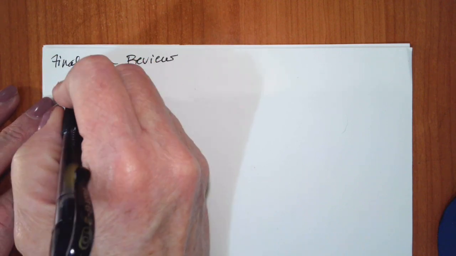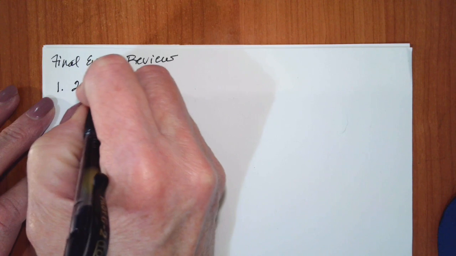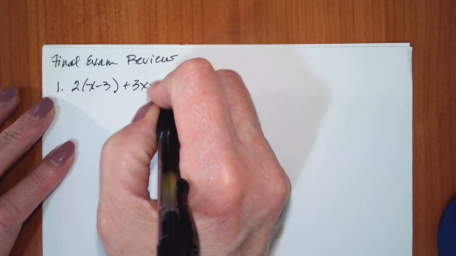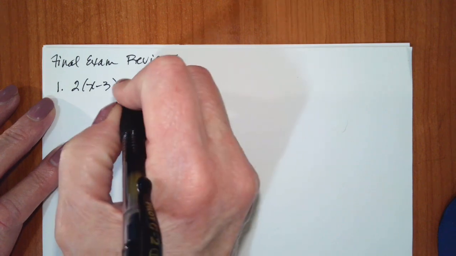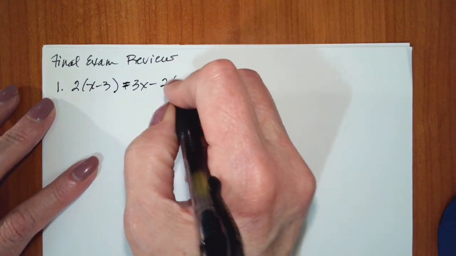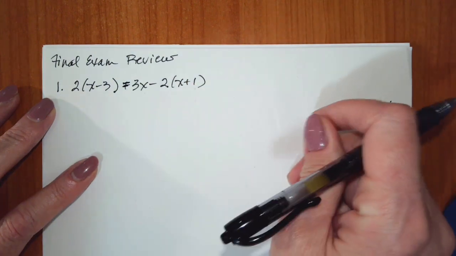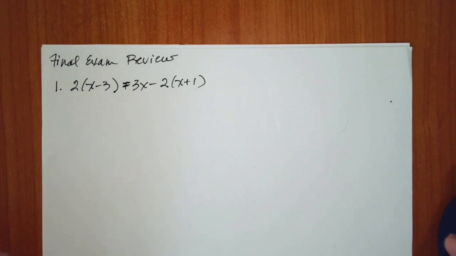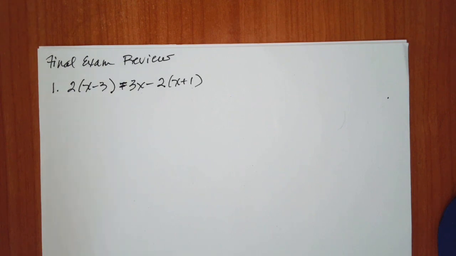Problem number 1: 2 times (x minus 3) plus 3x equals, excuse me, I made a mistake on the first one, minus 2 times (x plus 1). Okay. I can tell even after I do distribution this is going to be a linear equation, so I want to remember what the process is for solving a linear equation. That means I'm going to get the x by itself and find out what it's equal to.